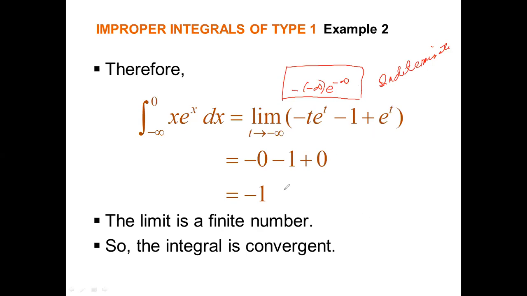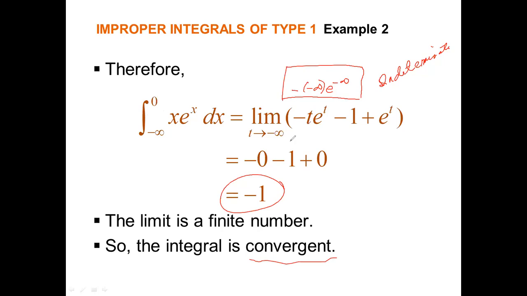Now, it ends up with an answer which is a real number, -1. So this type 1, case 2, improper integral, type 1 because one of the limits of integration is infinity, type 2 because it's the lower limit that is infinity, is convergent. It is convergent because the answer is -1.